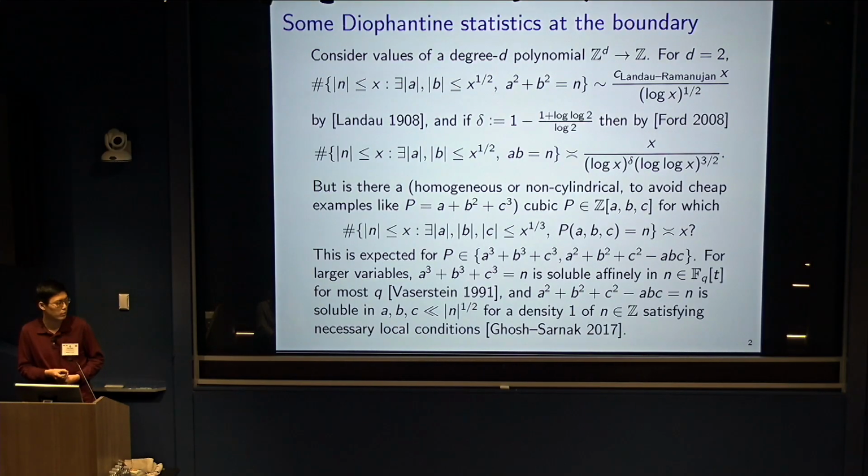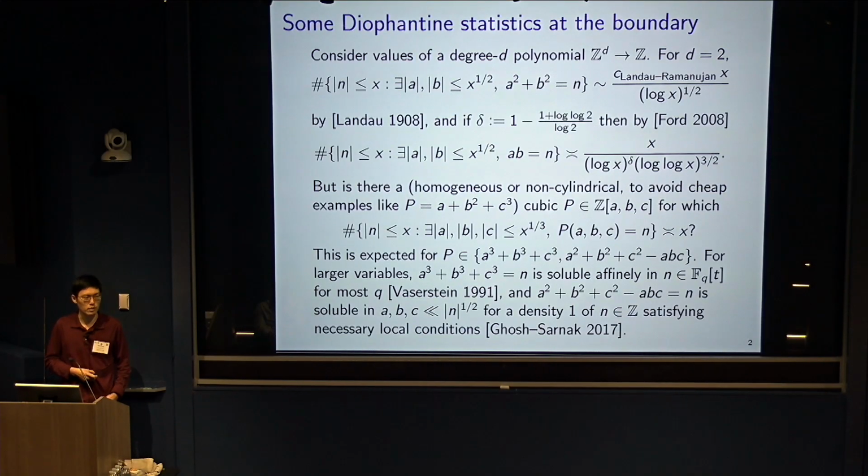For example, sum of 3 cubes, that's a famous one. Another one studied by Ghosh and Sarnak is the Markov polynomial, a squared plus b squared plus c squared minus a times b times c. So maybe we expect a positive density, but it's hard to prove. But if you allow the variables to be a bit larger, then sometimes you can say a bit more. For sum of 3 cubes, there's a clever linear construction over function fields. You can take a, b, and c to be certain linear functions of n to solve this in most function fields, though that doesn't work over the integers themselves. That's due to Serre and Wasserstein.